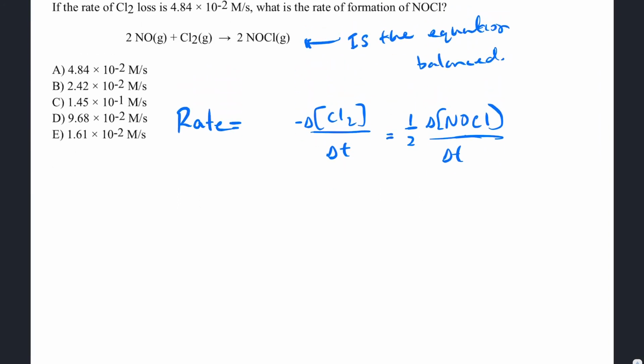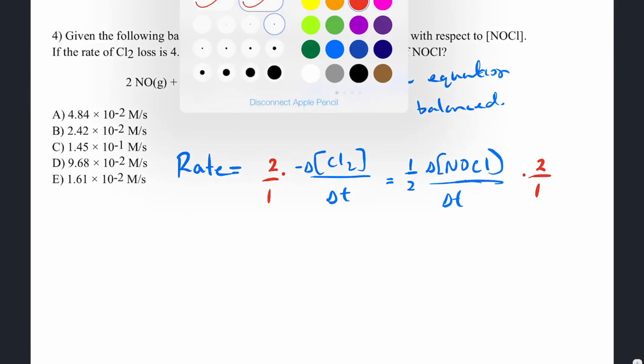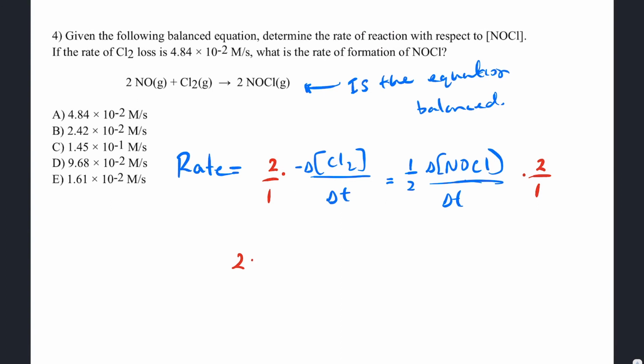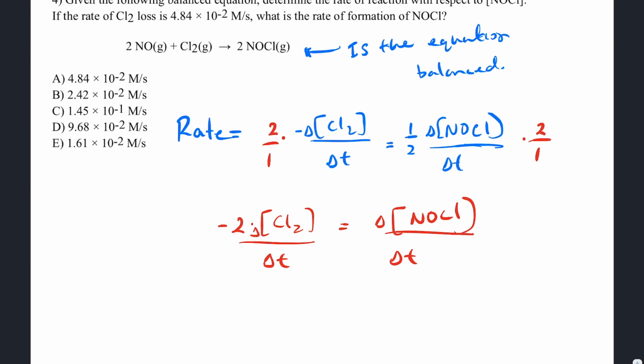Great. So, like before, in the previous problem, we're solving for the rate of formation of a product over here on the right side. So what we're going to do is isolate just the delta part of this equation here by multiplying by 2/1, the reciprocal on this side. And when we do that, we're left with a new equation, which is negative 2 times delta Cl2 over delta T is equal to the delta NOCl over delta T. So really all this is saying is that we should multiply the rate of loss of our Cl2 by 2, and we'll be able to determine the rate of formation of NOCl.